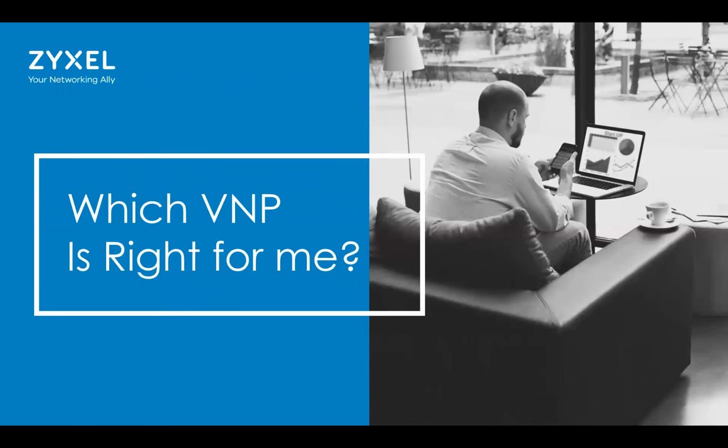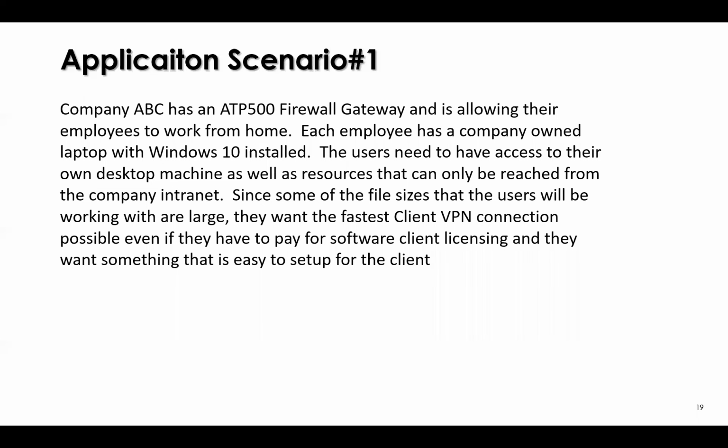Okay, so which VPN is right for you? Let's take a look at a couple scenarios as to finding out which VPN would be best to use. So in this application scenario, we're going to look at a company called ABC, which has an ATP 500 firewall and is allowing their employees to work from home.